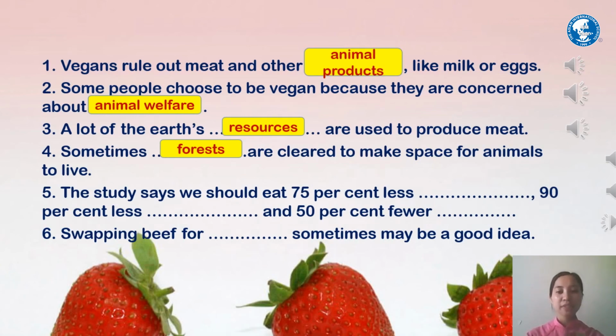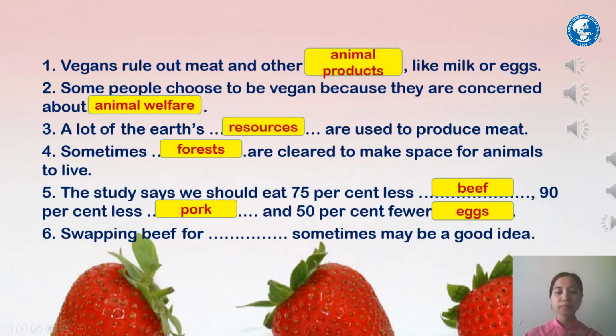I'll show you the answer. So, we should eat 75% less beef, 90% less pork, and 50% fewer eggs. Number 6. Swapping beef for blank sometimes may be a good idea. A noun is certainly used because it is followed by a preposition, and to make sure it is parallel to the noun beef, which stands before the preposition. Listen.